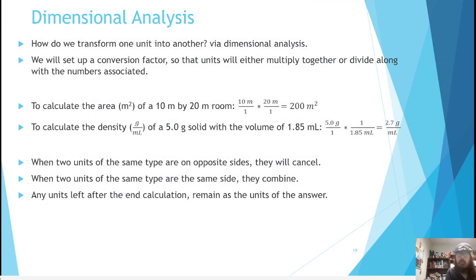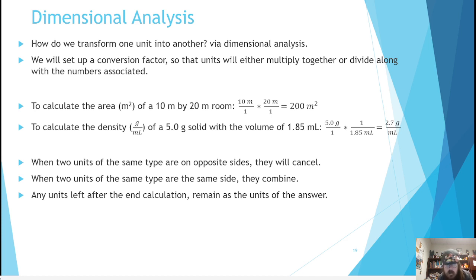Calculate density. 5 grams of solid, a volume of 1.85 milliliters. You can see here, if I know the density is grams per milliliter, I know I need grams unit on top. I need 1.85 on bottom, because the milliliters are on bottom. And if they're not the same units, they do not cancel out.